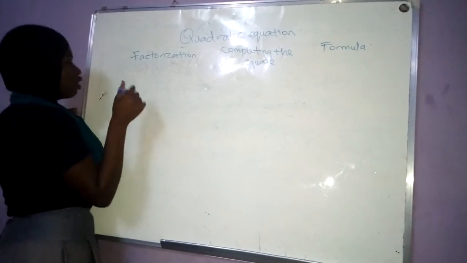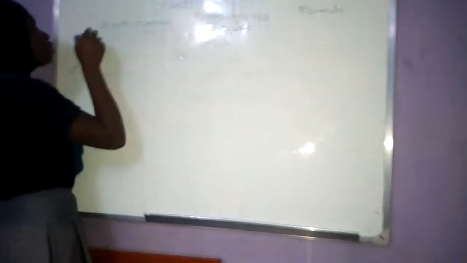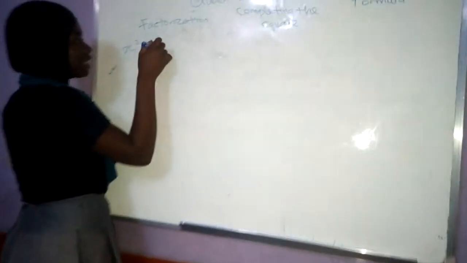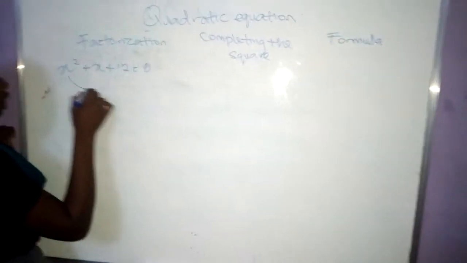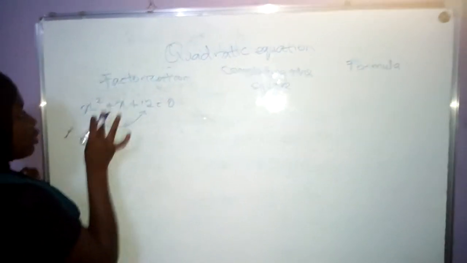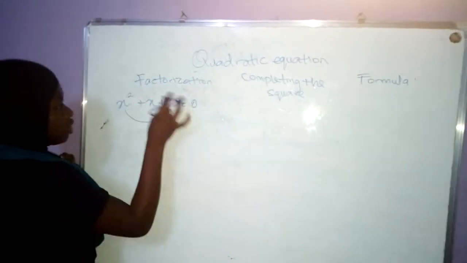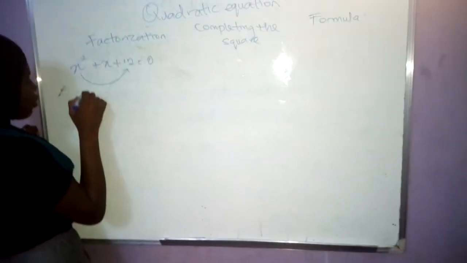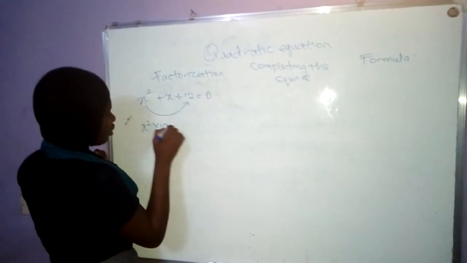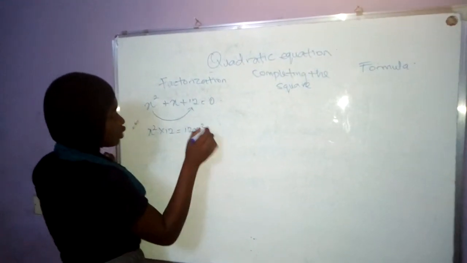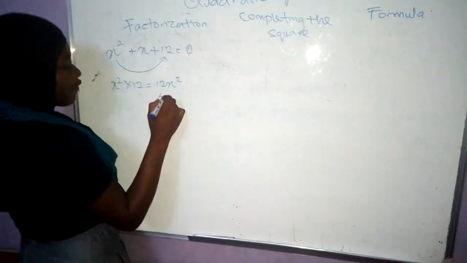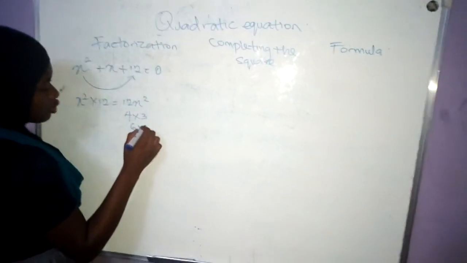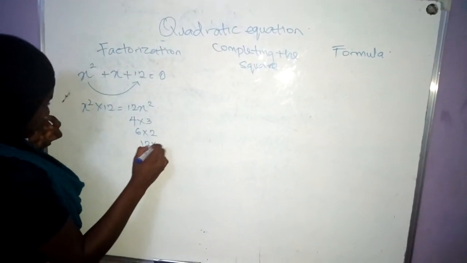Let's take this example: x squared plus x plus 12 is equal to 0. First thing you do is multiply the coefficient of x squared by the constant. So 1 times 12 is 12, giving 12x squared. Now we bring out the pairs of values that multiply together to give 12. So we have 4 and 3, 6 and 2, and 12 and 1.